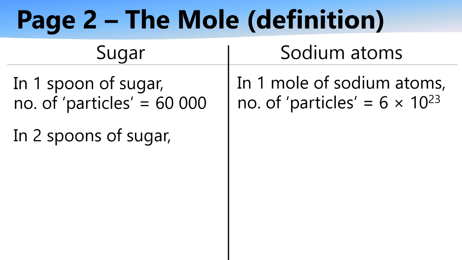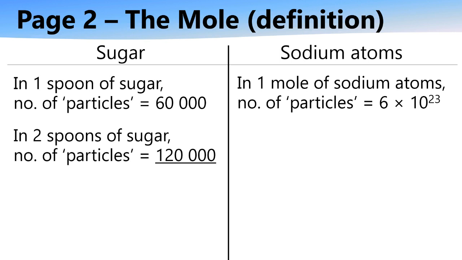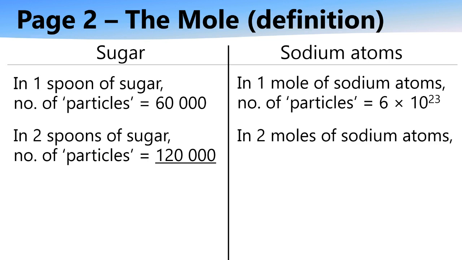So, if I have 2 spoons of sugar, how many particles will I have? That will be 60,000 multiplied by 2, and we'll get 120,000. Similarly, if we have 2 moles of sodium atoms, the number of particles would be 6 times 10 to the power of 23 multiplied by 2, and that will be 12 times 10 to the power of 23.